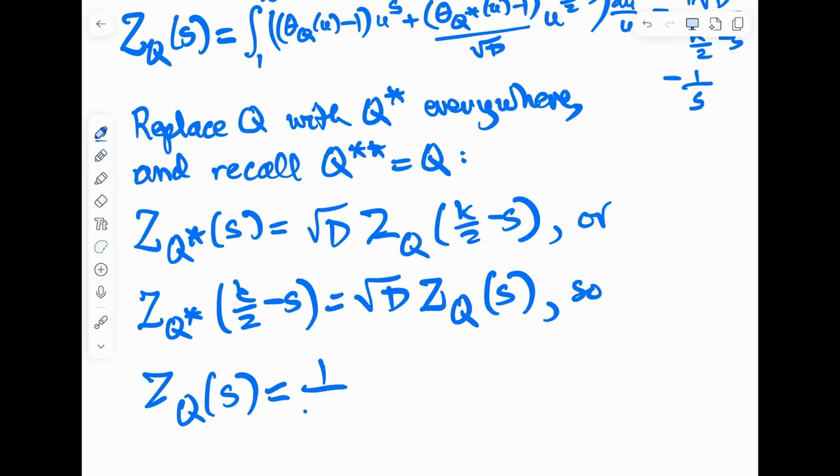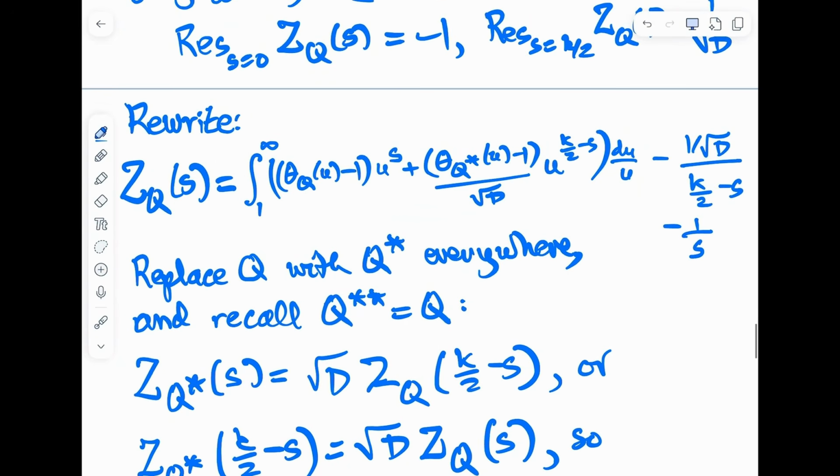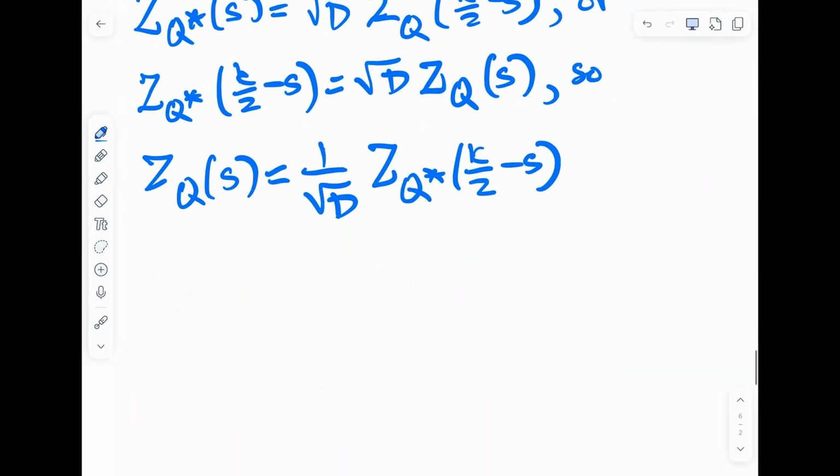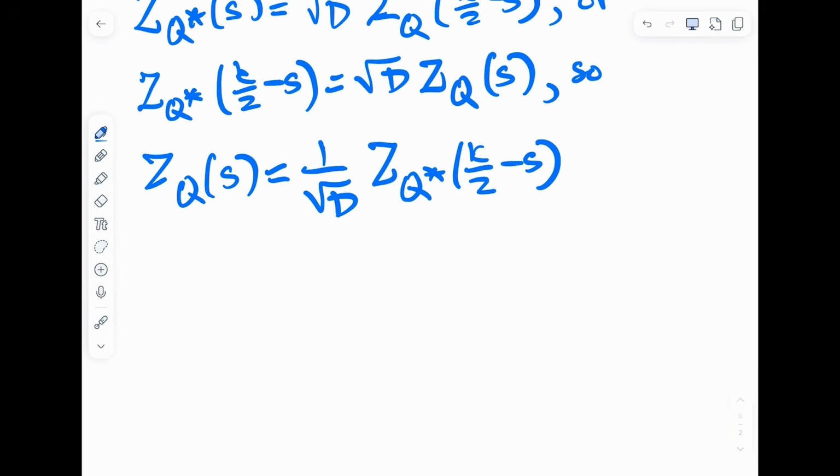You get 1 over root D. Oh, you should be careful here that when you replace Q with Q star, you're basically replacing the matrix A with its inverse. So the factor of D gets changed into 1 over D because D was the determinant of that matrix. Okay, so you have to do a little bit of algebra there. Anyway, so there we get the functional equation.